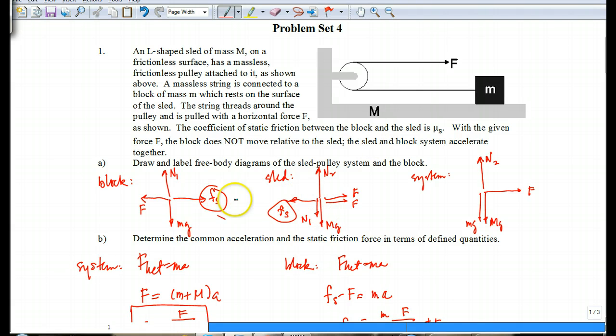Now if I add these two together, I will end up with the free body diagram of the system. And in doing so, you notice that the friction forces cancel. Those are internal forces. One of the tension on the sled cancels with the tension on the block. And so besides the vertical forces, the only force acting on the system is F.